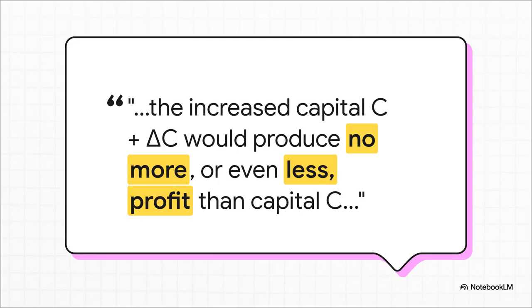And eventually, this falling rate of profit can hit a breaking point. A point where there's just so much capital invested that adding even more brings in little to no extra profit. This, for Marx, is what triggers a major economic crisis. He called it an absolute overproduction of capital. Not too many goods, but too much capital chasing too little profit.